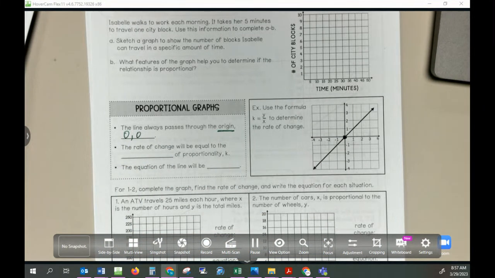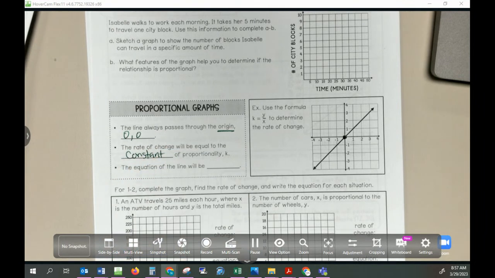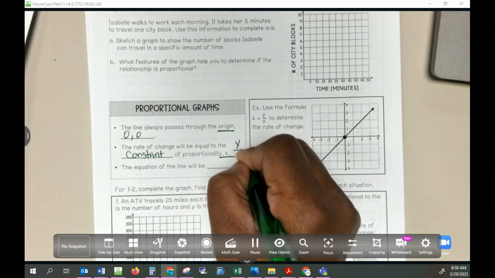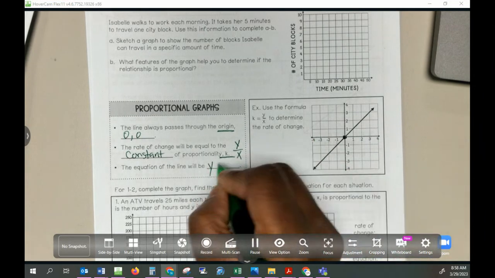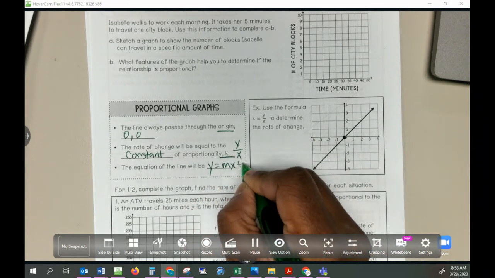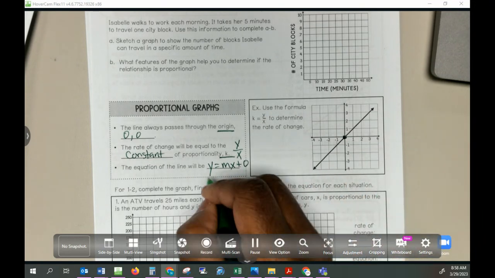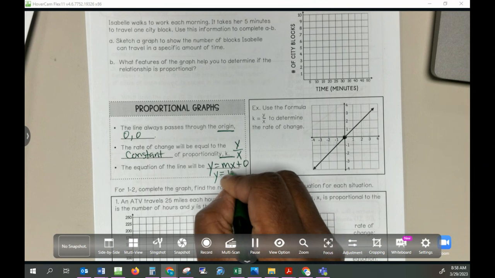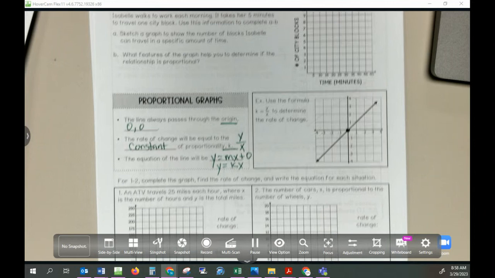The rate of change will be equal to the constant of proportionality, which is k, which we know to be y over x. The equation of the line will be, we know it's y equals mx, because the plus b will be plus 0, because again, it's going through the origin, but we know to look at it as y equals kx. So that's the two ways that we can see that.